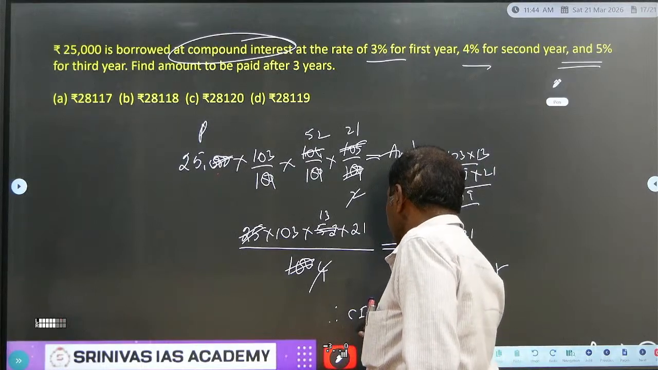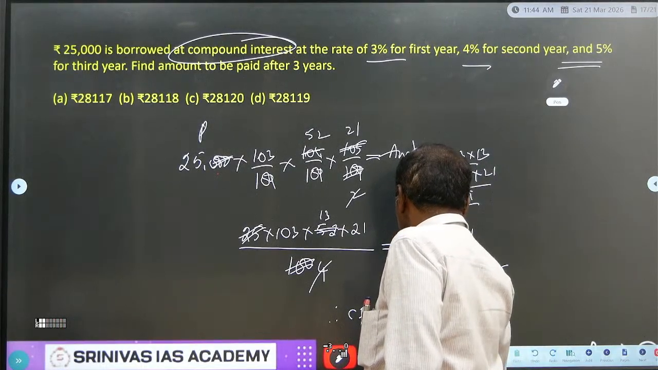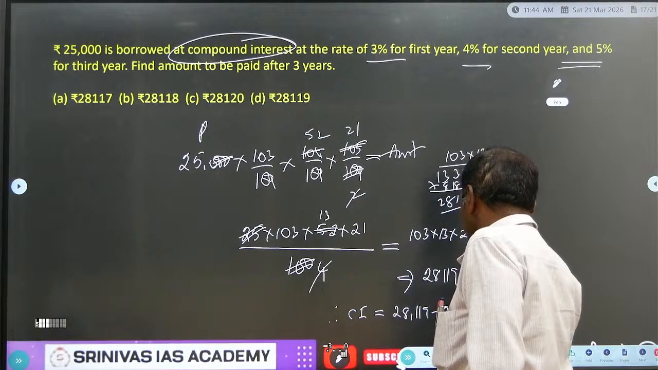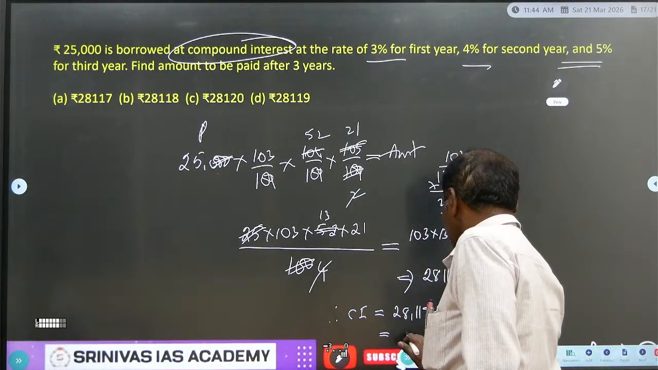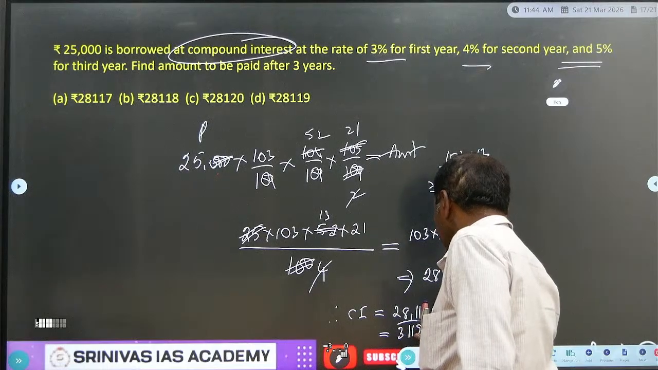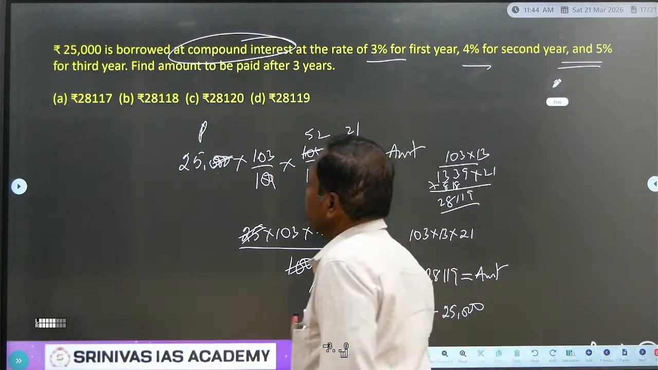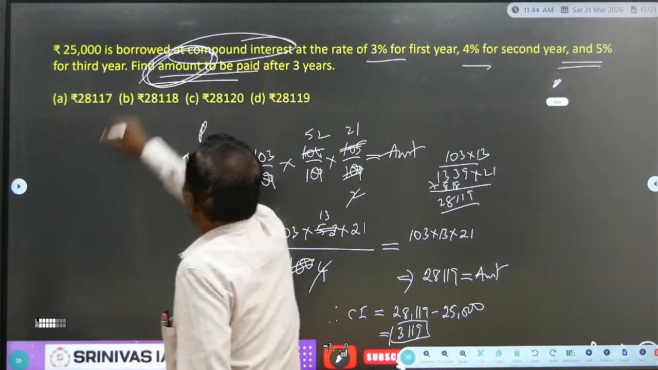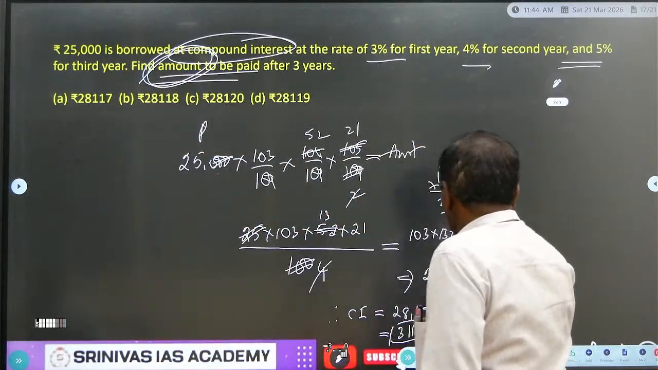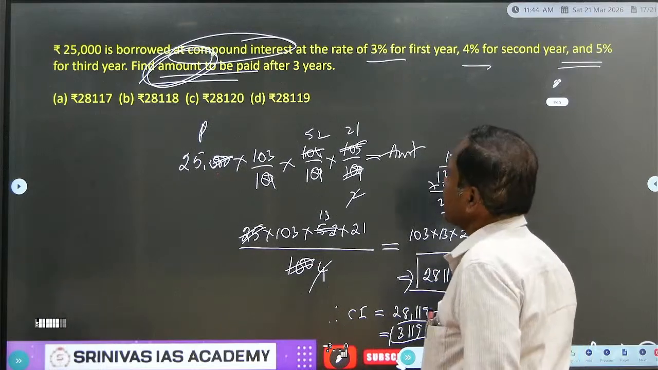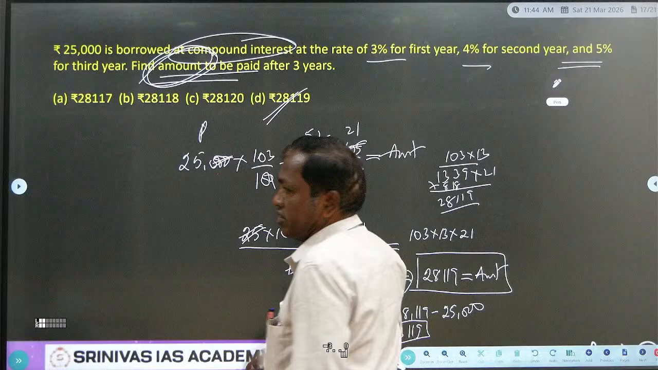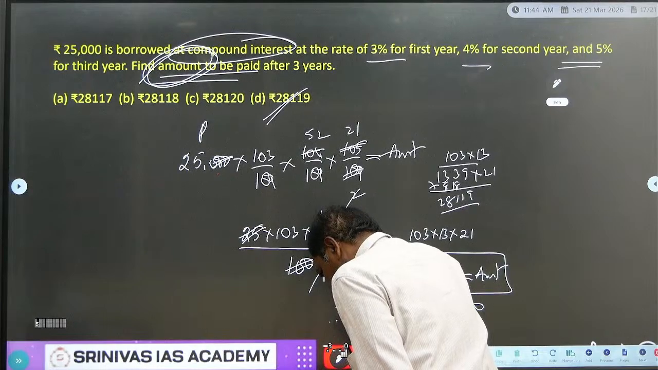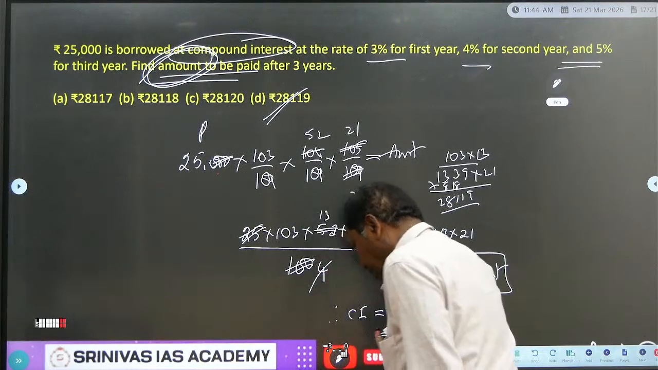Therefore, compound interest is equal to 28,119 minus how much we have taken? Principal 25,000. Therefore, this is 3,119. Compound interest is 3,119. But the question is asking straight away for the amount, not the compound interest. Amount is what? This is the amount. This is the answer that can be taken: 28,119. Option D. Right.